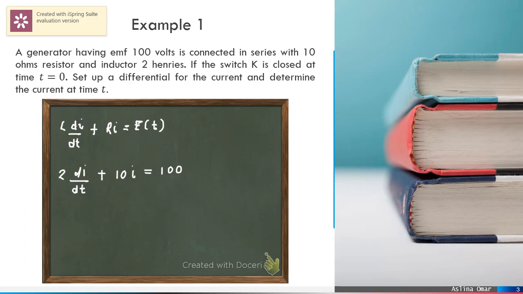So, bila you masuk, you nampak dia dah menyerupai linear. So, solve it using linear. Meaning that you kena bahagikan semua dengan 2. So, dia akan jadi di per dt plus 5i equals to 50.